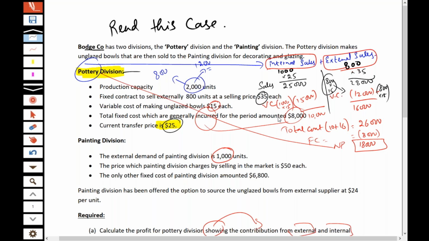No. This is not the group profit. This is only the profit of the poultry division.